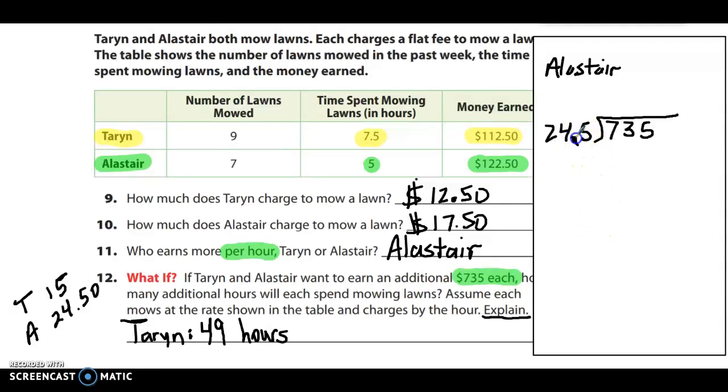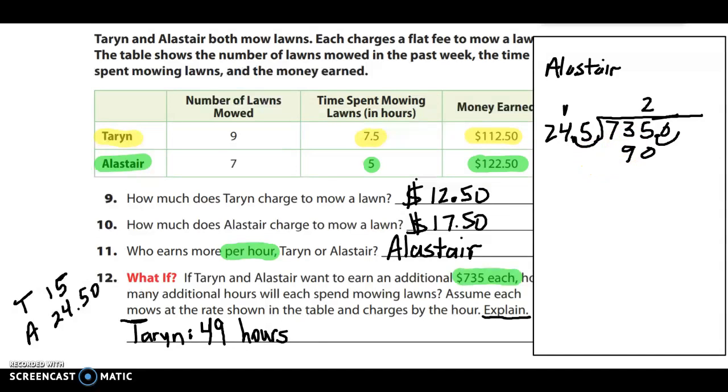I'm going to move my decimal once to the right, which means I need to annex a decimal here and move it once to the right. Now I can divide. How many times does 245 go into 735? And I think it's only 2. 2 times 5 is 10. 2 times 4 is 8, plus 1 is 9. And 2 times 2 is 4. That doesn't make sense.